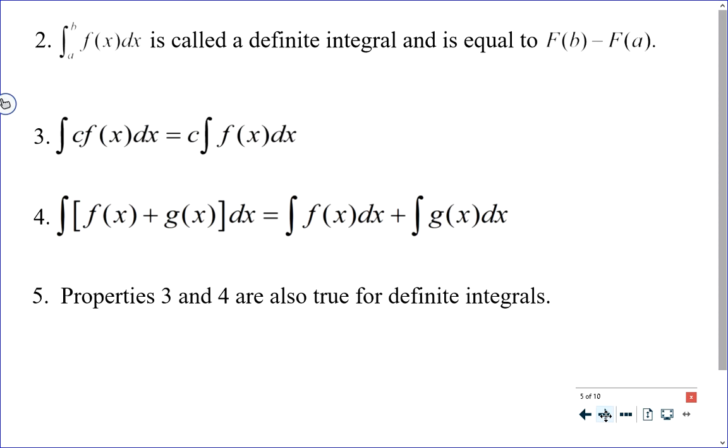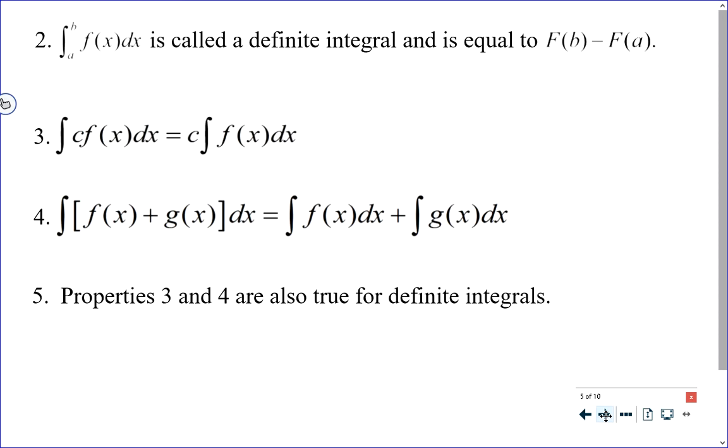Property number 4 simply says if you want to find an integral of the sum of two functions, you can instead find the integral of the first function and add the integral of the second function. Given that functions can be negative, when we say the integral of f of x plus g of x dx is the integral of f of x dx plus the integral of g of x dx, that could be a minus as well. It could be f of x minus g of x if g of x was negative.